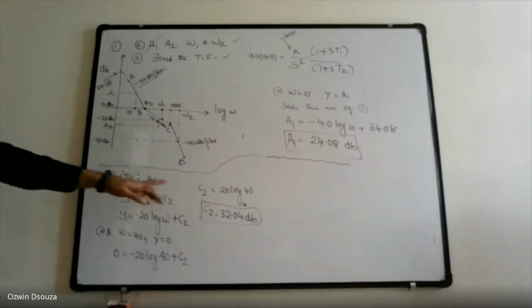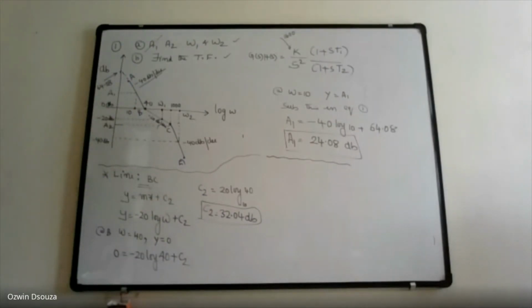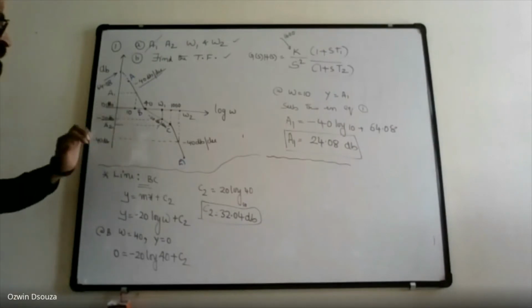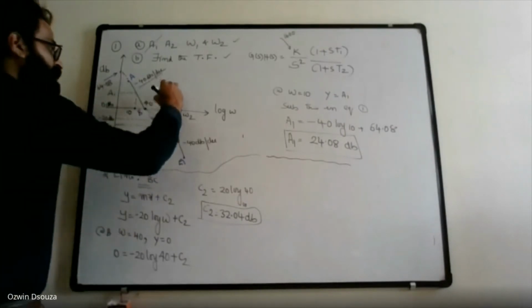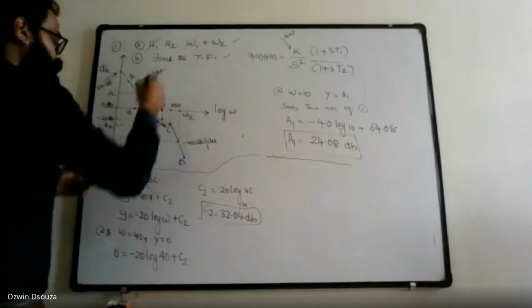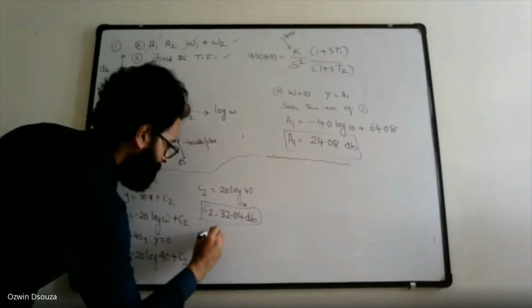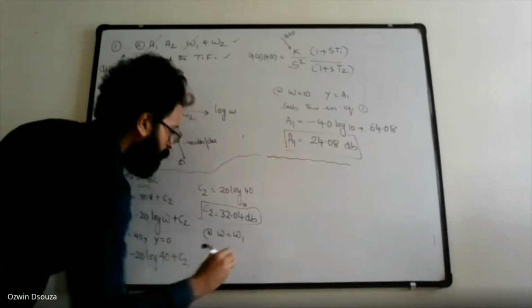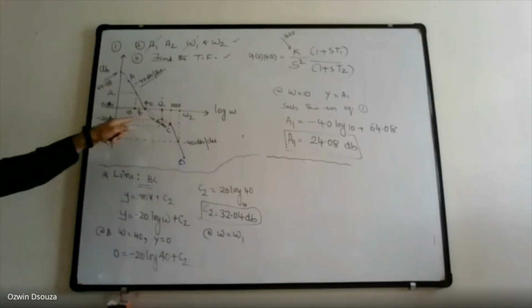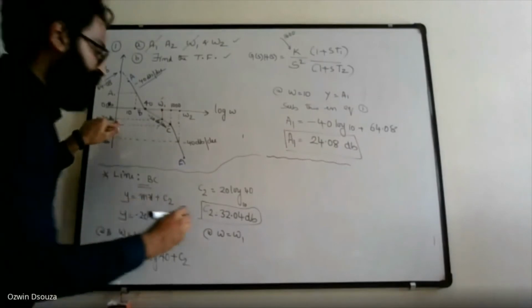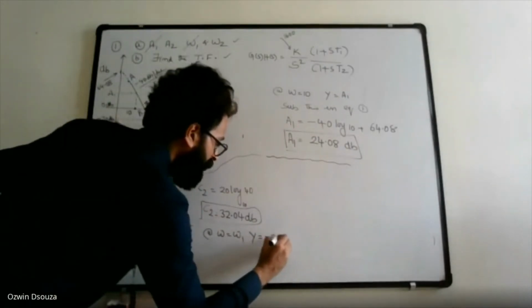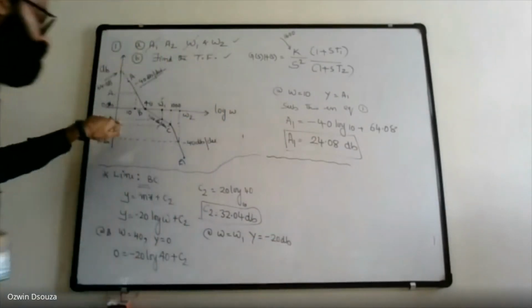We need C2 for finding out something else, right? In line BC, we have one unknown, omega 1, right? So we need to find what is omega 1. That can be found now. So you can write at omega equal to omega 1, what is the magnitude? Magnitude is minus 20. So y is equal to minus 20 decimal.